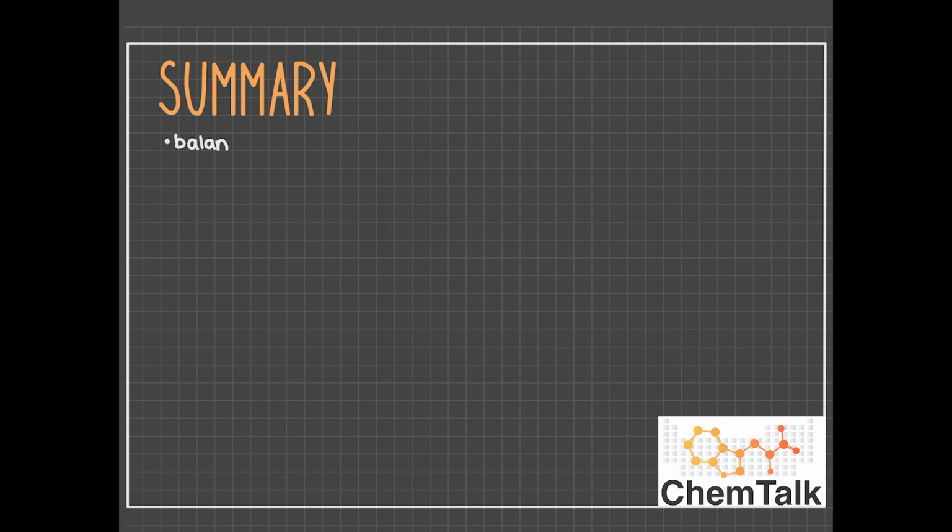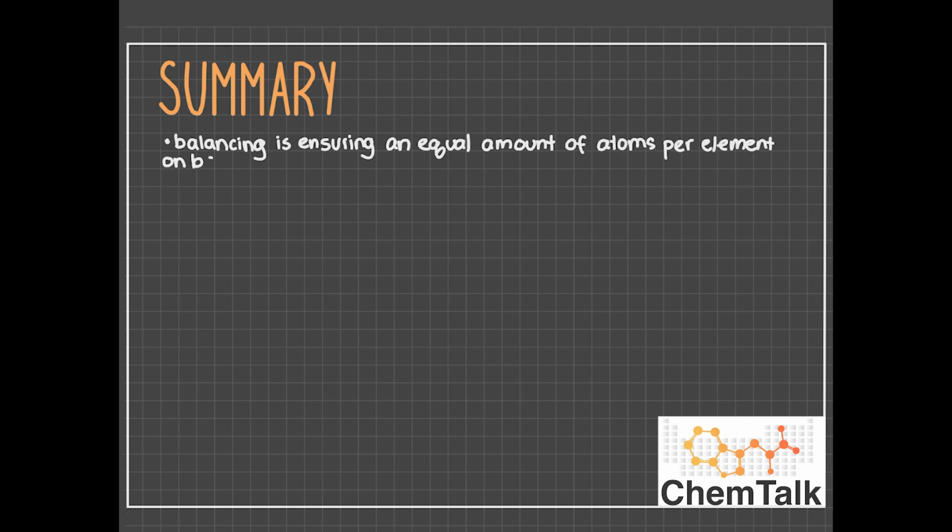Before you go, let's recap. Balancing a chemical equation is ensuring an equal amount of atoms per element on both sides of the equation. We write coefficients to achieve this. And balanced equations are extremely important in chemistry to carry out accurate and efficient experiments.